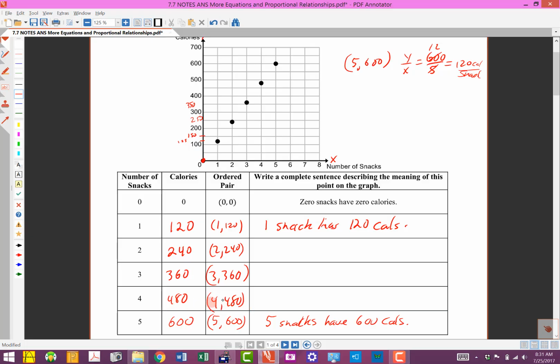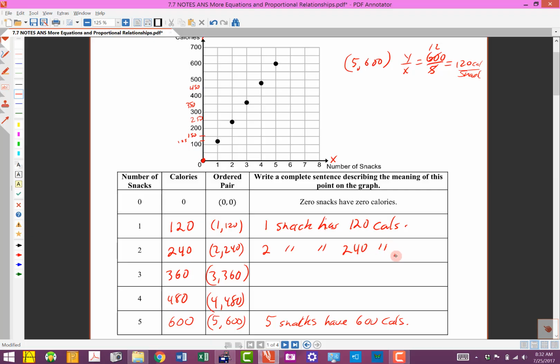Let's go back and let's check this point right here. Let's check 4 comma 480. Gosh, that looks good. That's enough below there. It's definitely not 500. And if this is 450, gosh, that looks pretty good there. So I think we've got the right idea here. Now let's just explain what this means. So let's say 2 comma 240, 2 snacks, and I'm going to abbreviate here.